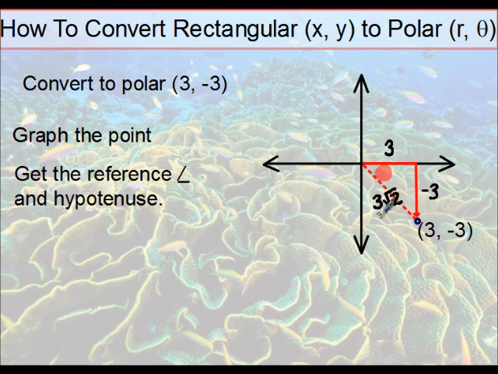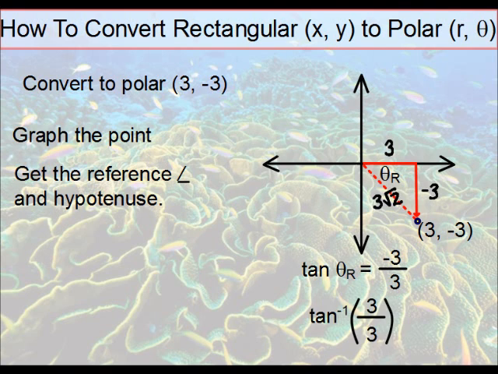Using the Pythagorean theorem, we would get 3√2 for the hypotenuse. As for the reference angle, let's use tangent. The tangent of that reference angle is the opposite over the adjacent. That's -3/3. If you tap that into your calculator, the arctangent of 3/3, what you get is 45 degrees. Okay, so now we're ready to write the point.